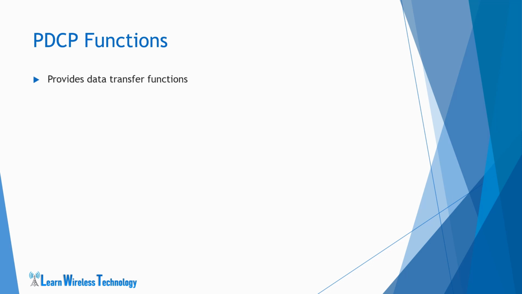So, the PDCP layer provides data transfer functions to help in transferring user plane and control plane data to and from the upper layers. It receives the SDUs from the upper layers and transfers them as PDCP PDUs to the lower layers. And in the other direction, it receives the PDUs from the lower layers and sends SDUs to the upper layers.